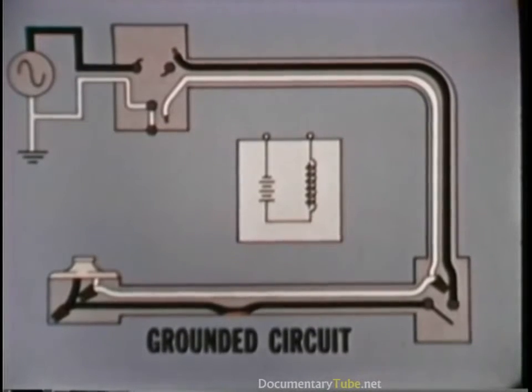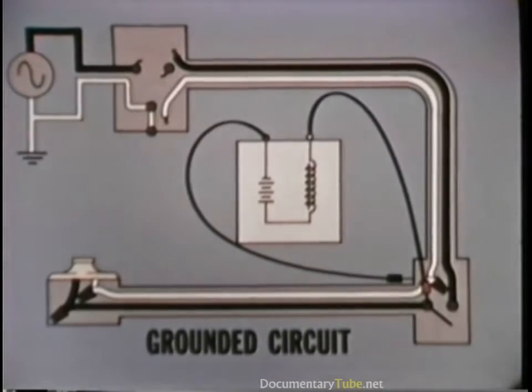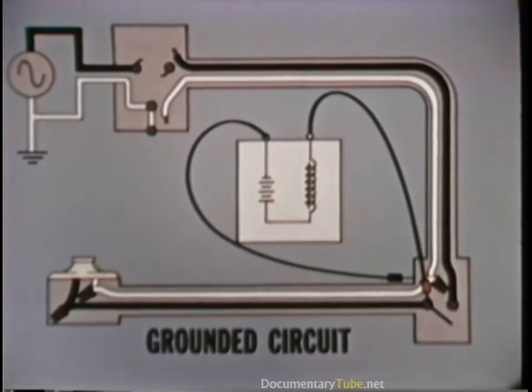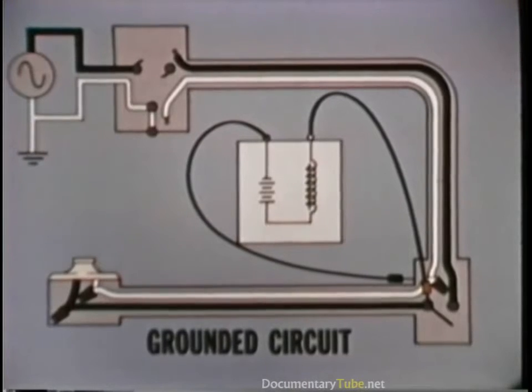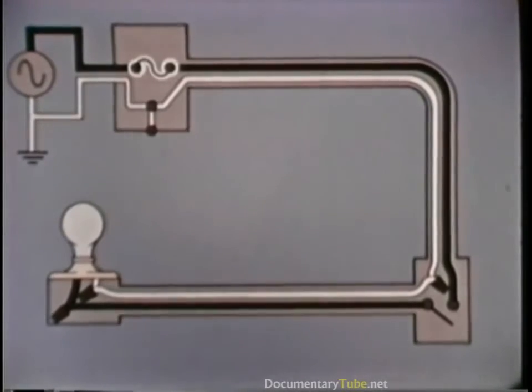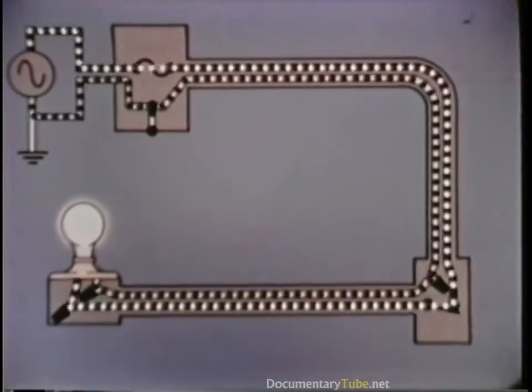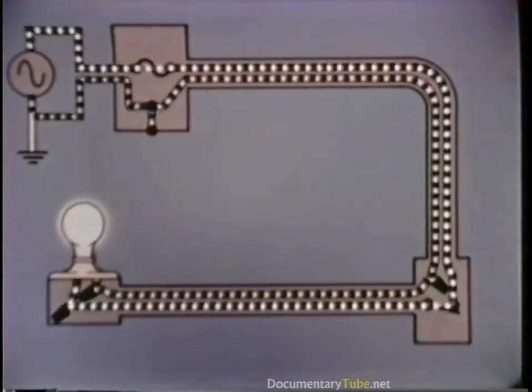The ground is removed, and the circuit is retested at the trouble point, and all connections are restored. The light and fuse are replaced, and when the switch is turned on, the circuit is back in service.